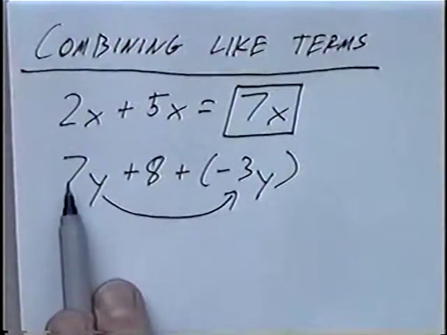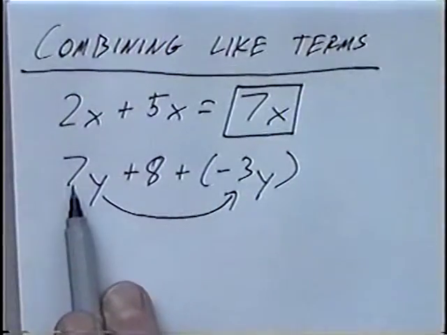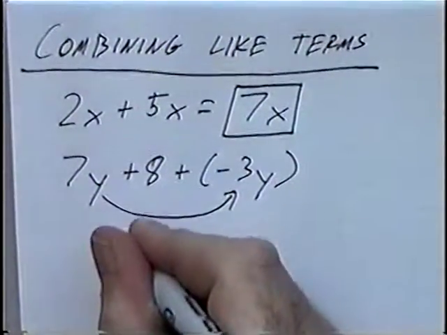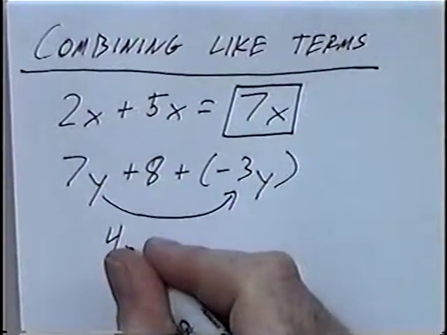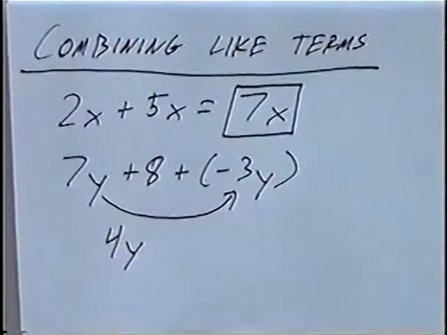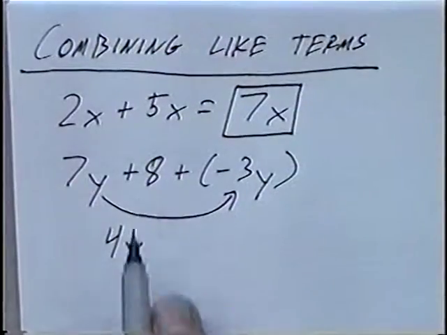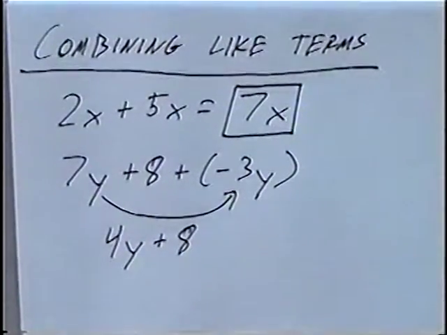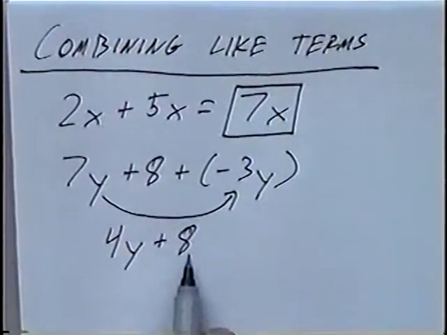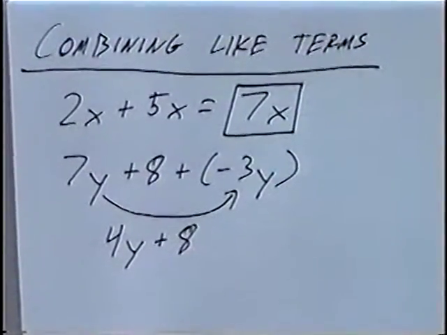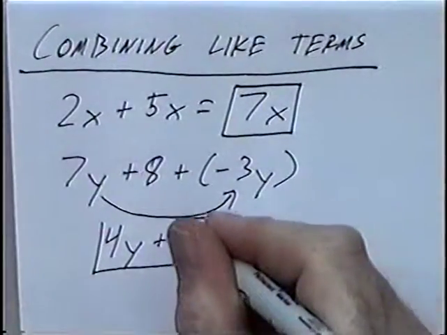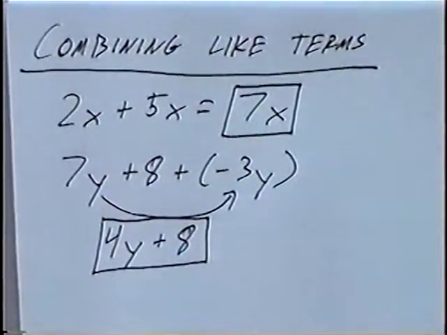When we combine those, the coefficients or numbers we can combine, 7 minus 3 would be 4. The like term or variable stays the same, 4y. And the plus 8 would remain the same in our answer. Variables and numbers we cannot combine. They are not like terms. They do not have the same variable. So our final answer would be 4y plus 8.